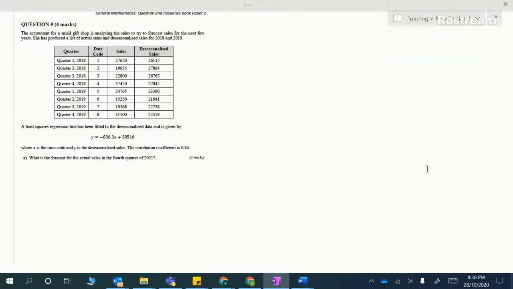The accountant for a small gift shop is analyzing the sales to try and forecast sales for the next few years. She has produced a list of actual sales and deseasonalized sales for 2018 and 2019. The least squares regression line has been fitted, where X is the time code and Y is the deseasonalized sale. The correlation coefficient is 0.84. That seems too easy.